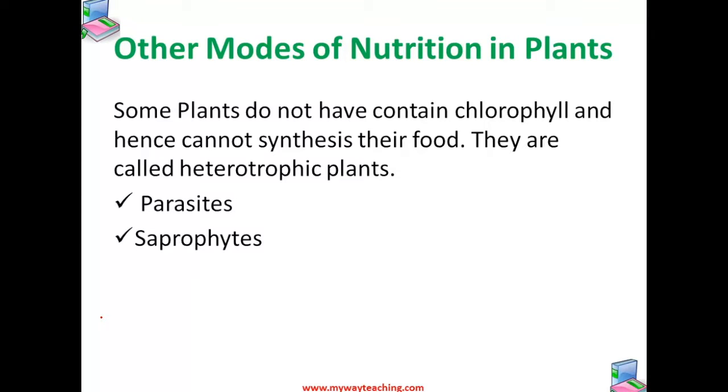Till now, we have talked about green plants which have chlorophyll and can make their own food. That means we have been talking about autotrophs. But some plants do not have chlorophyll and hence they cannot synthesize their own food. That means these are heterotrophic plants, and we have two main groups of such plants. They are parasites and saprophytes. Let's talk about them separately one by one.